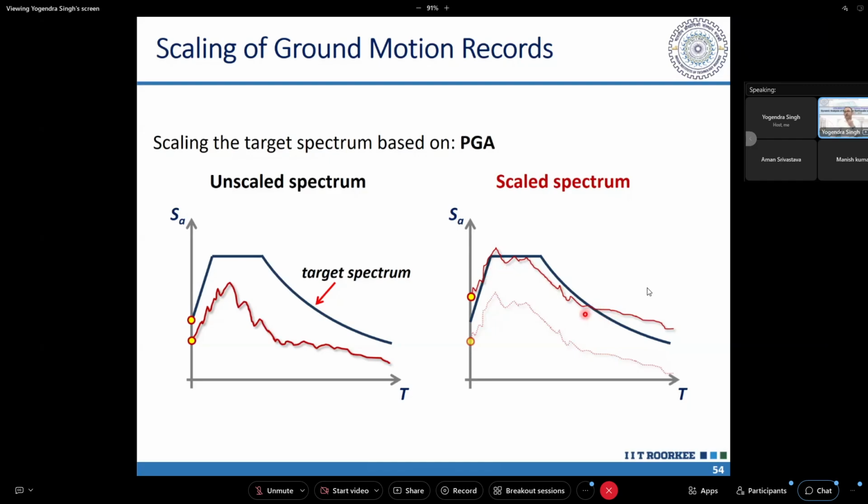So we use time domain scaling only. We are not changing the frequency content, but we have obtained that scaling factor in such a way that the target response spectrum and the selected ground motion response spectrum are close.